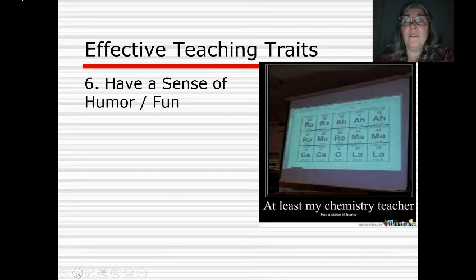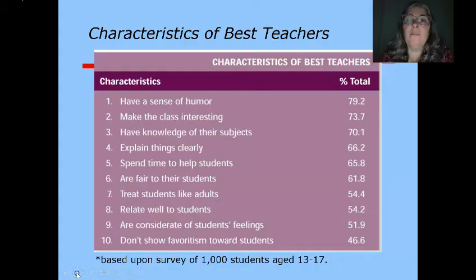Number 6, I think, is big too. Have a sense of humor. You don't have to be a stand-up comedian, but find a way to have some fun in the classroom. Studies show that this is actually important to your students.